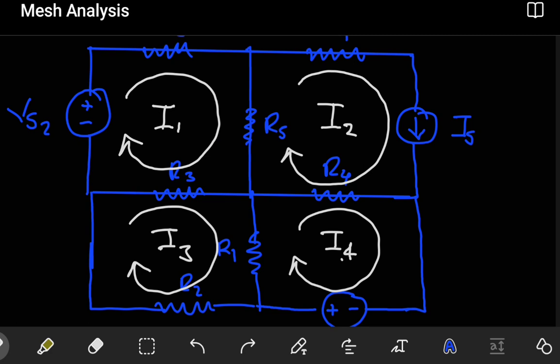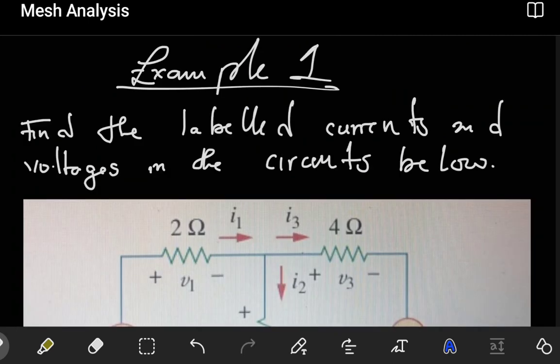So I will demonstrate exactly how you do that, but for starters, let's see how we use mesh analysis. And our first example is going to be something very easy so that you can easily verify our answers using other methods that we have used so far. Okay, let's look at this example.